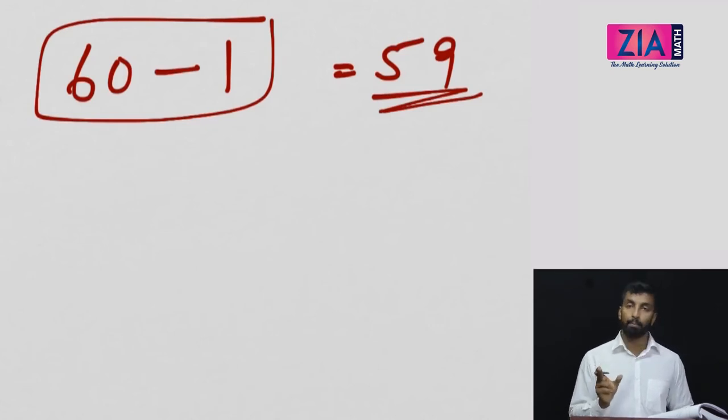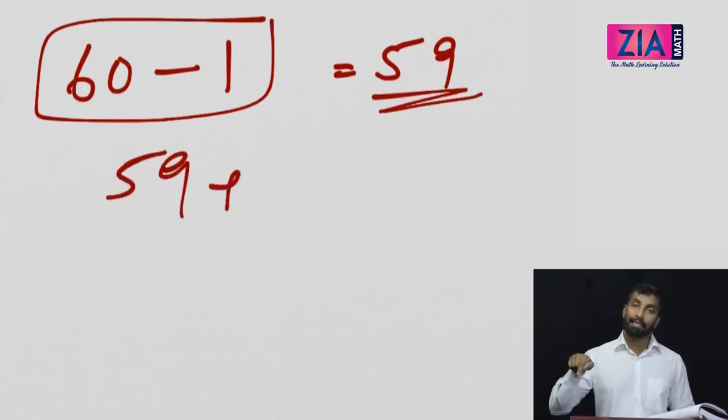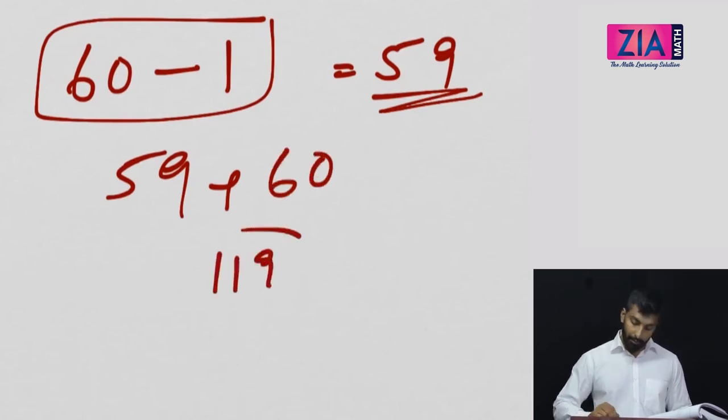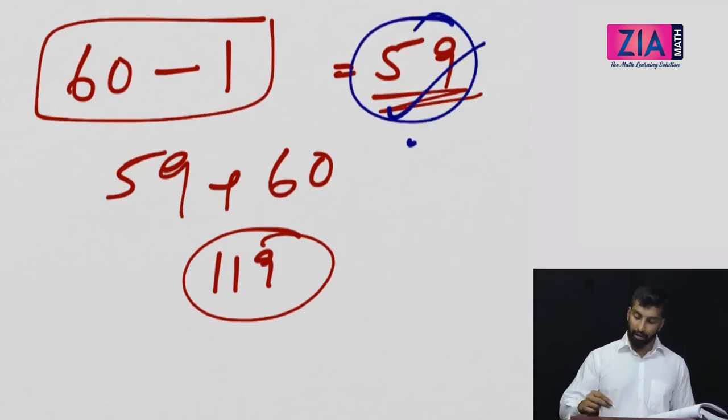Now, how many such possible numbers are there in a range of 100, is what they are asking, right? What is the next possible number? How to get it? 59 plus, again, the LCM of divisors, which is 60. So 119 is the next possible number, which is greater than 100. So how many numbers are there within a range of 100? Only 59 is there.